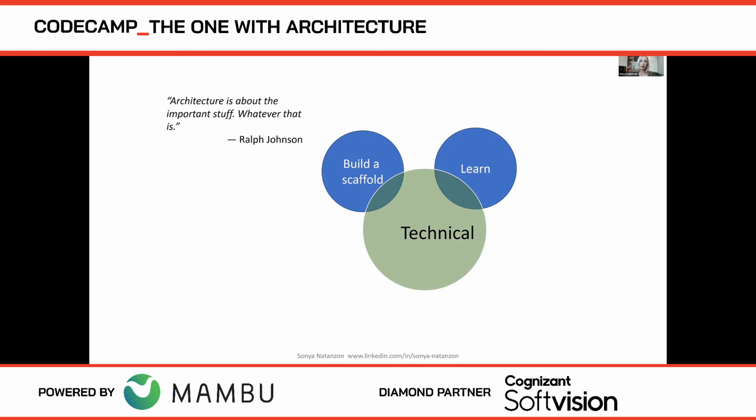Since architecture is about important stuff, whatever that is, that's another famous quote, identify what is important or foundational to your project and scaffold it. Conversely, you can identify what is likely to go wrong and cause a big collapse and work on scaffolding it.